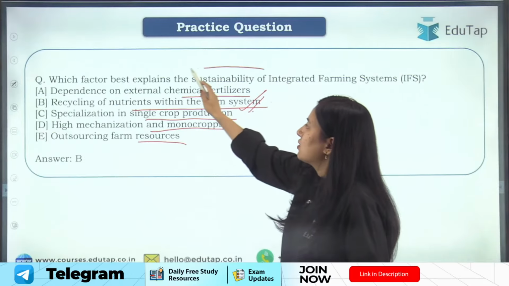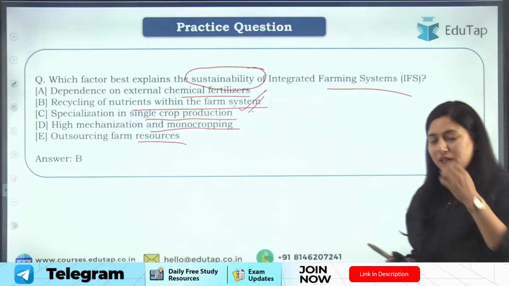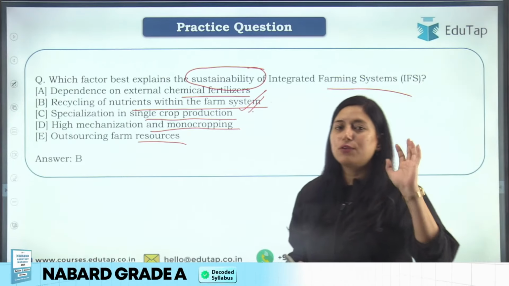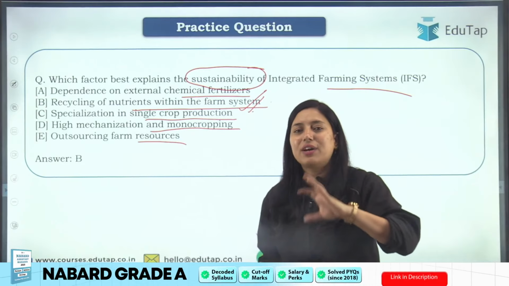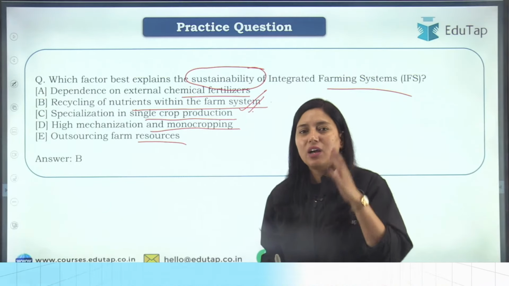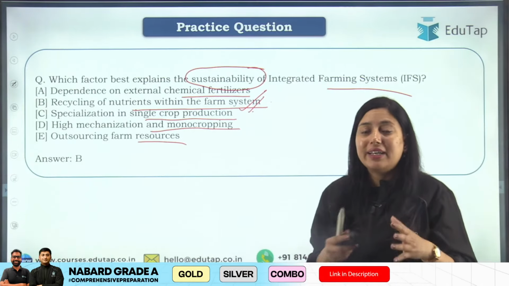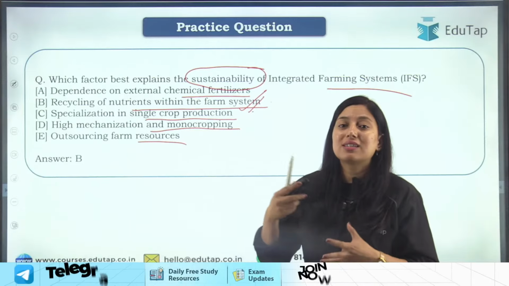So that's why it is sustainable, because in the integrated farming system we are basically recycling the resources. I told you in the very first slide that in the integrated farming system we are utilizing the resources that are already available on the farm, and we are recycling them. That is why the integrated farming system becomes the most sustainable.